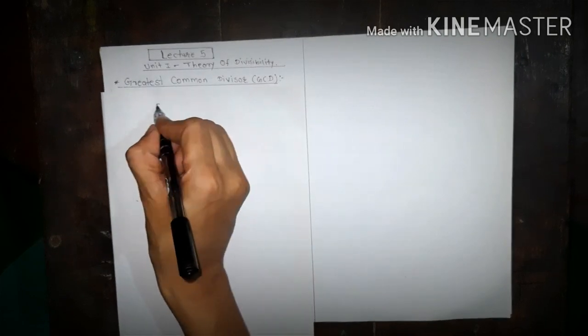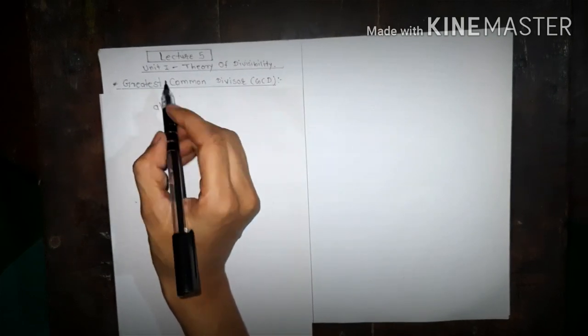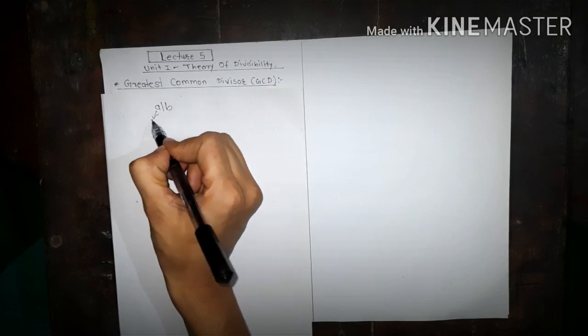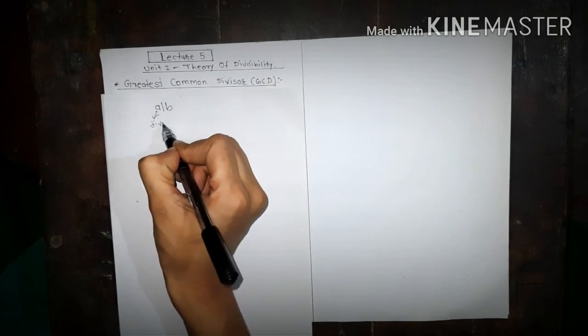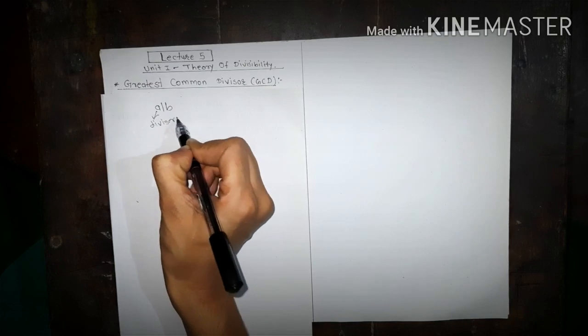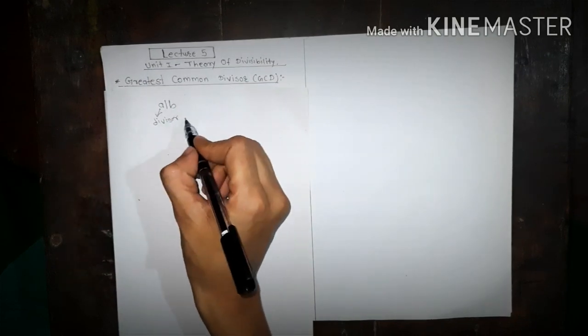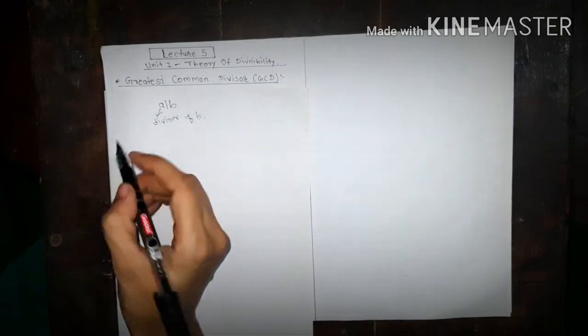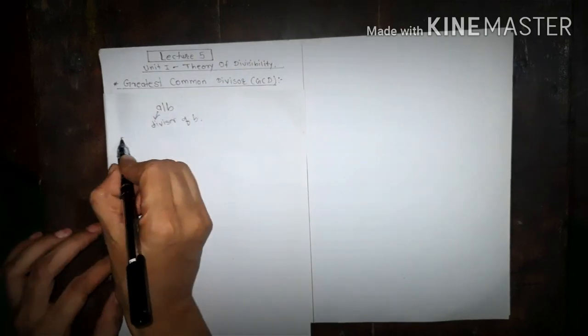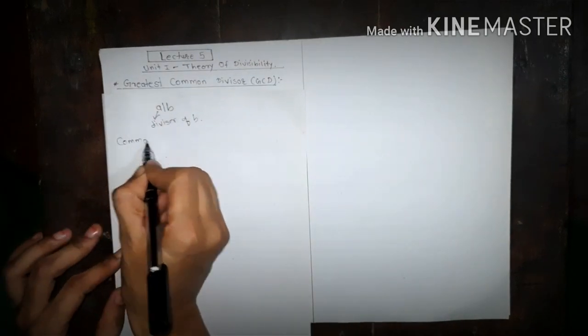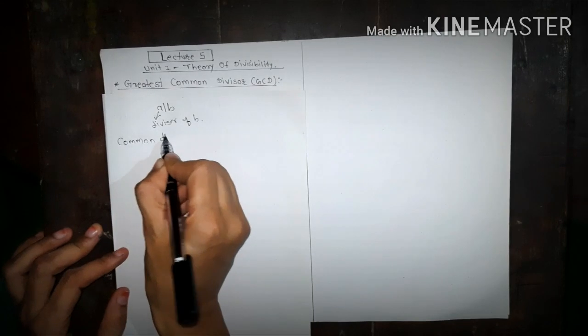We know the definition that a divides b. Then in this definition we call a a divisor of b. So what is meant by the common divisor? Common divisor, we see the definition first.